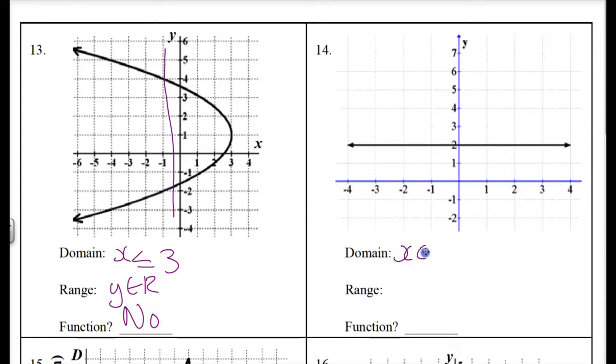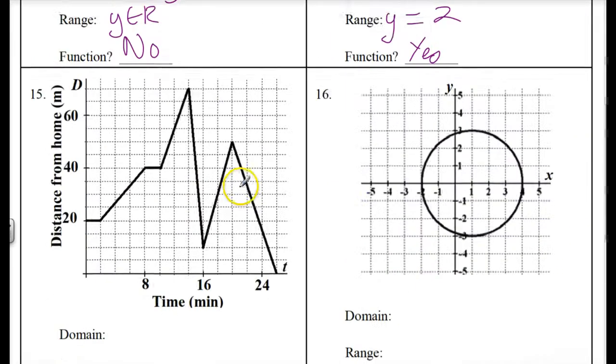Domain, x belongs to the reals. Range, y is equal to 2, and yes, it is a function. So a horizontal line will be a function, and in this case all y values are 2, but x can be any real number.